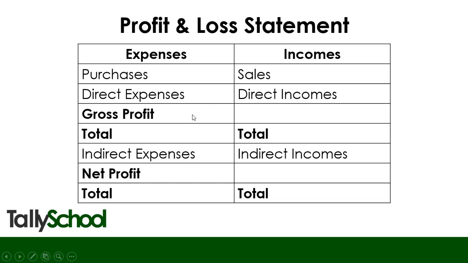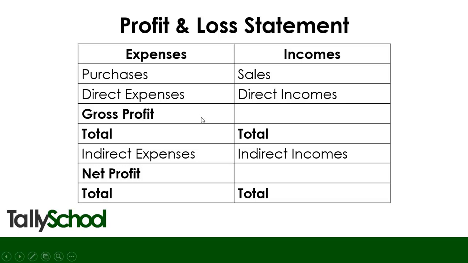On the other hand, if your purchases and direct expenses become 15,000 rupees and your sales and direct incomes become 10,000 rupees, then your gross loss will be 5,000 rupees, which you want to avoid at any cost in any business, because you are doing business to make profit or to generate profit. So let's go back to the profit scenario, and we have a gross profit of 5,000 rupees.